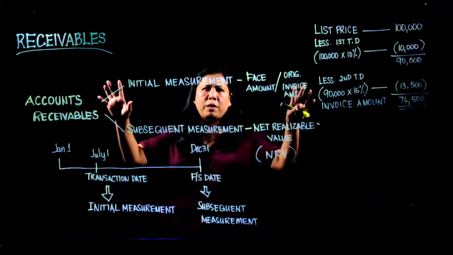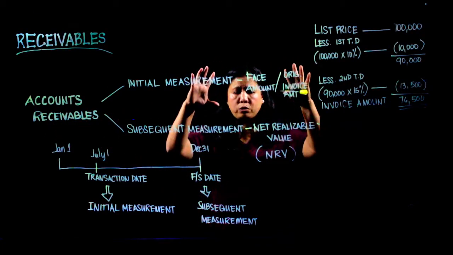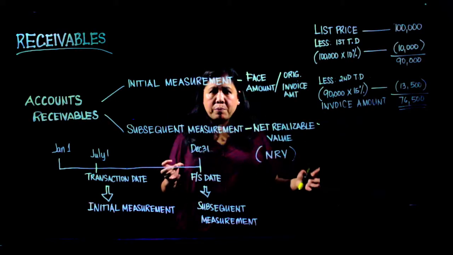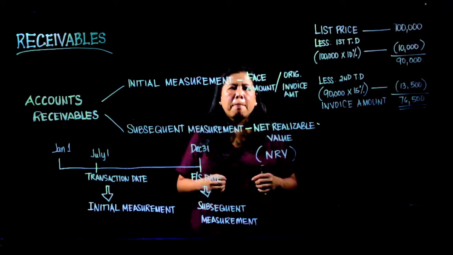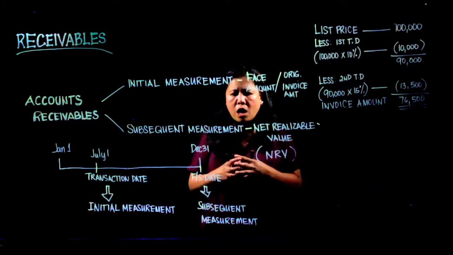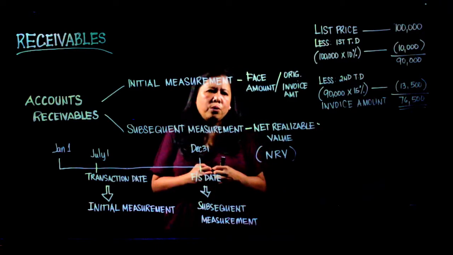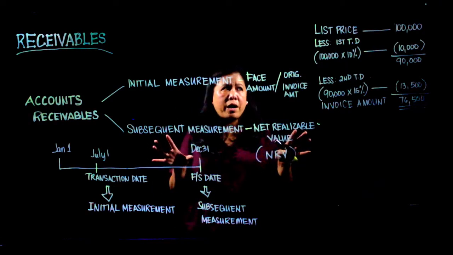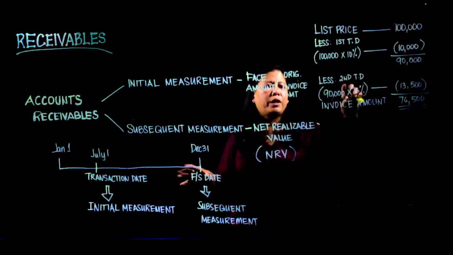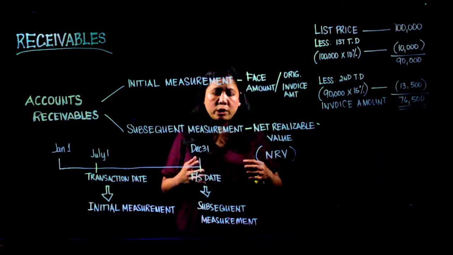On initial measurement, we measure our accounts receivable at face amount. What is a face amount? Whatever amount the customer owes the company, that is your face amount, or your original invoice price. If the company gives list price less trade discounts to the customer, the invoice price is when you deduct all the trade discounts offered by the company. The net amount of that is your invoice price.